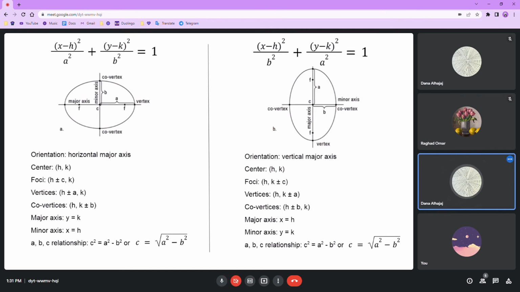Following the same logical pattern, the horizontal line y equals k is the major axis for the horizontal ellipse and the minor axis for the vertical ellipse. This only leaves the vertical line x equals h as the minor axis for the horizontal ellipse and the major axis for the vertical ellipse.